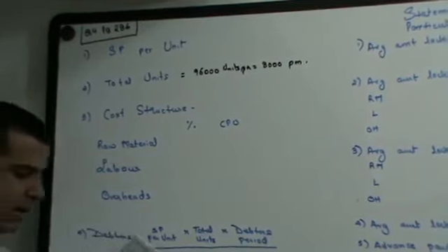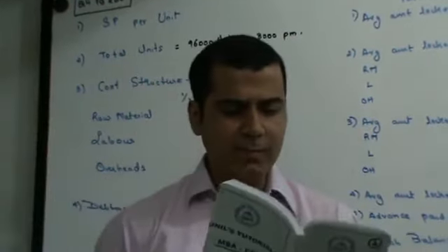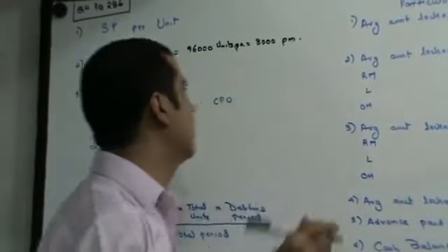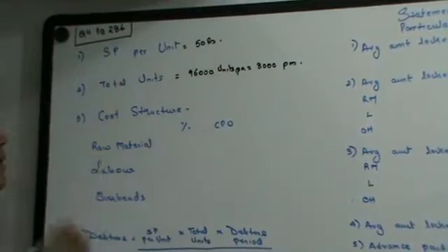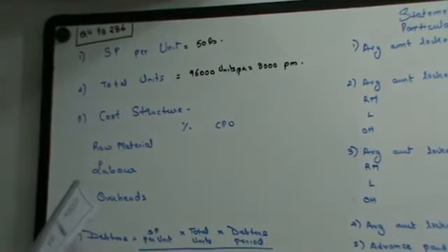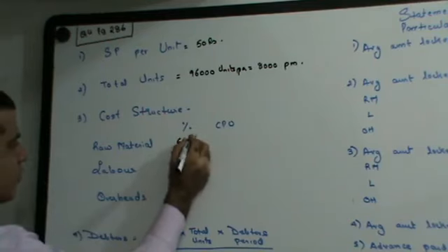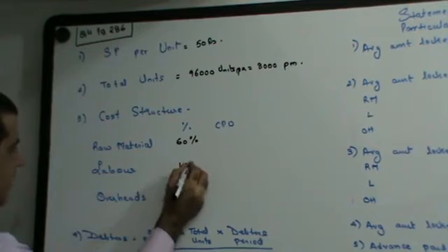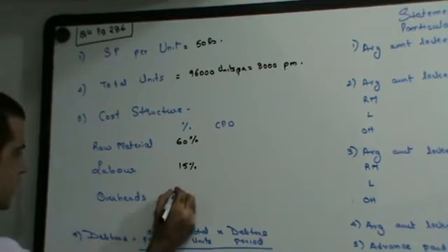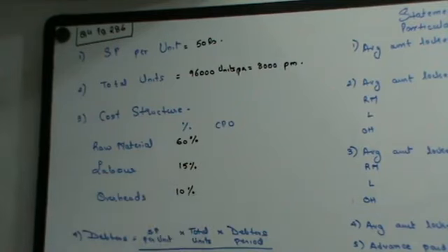Right? Next, they have given you that it sells them for 50 rupees per unit. Selling price per unit is given to you as 50 rupees. The cost structure is as follows. Raw material they give you in terms of percentage, 60%, labor is 15%, overheads is 10%.